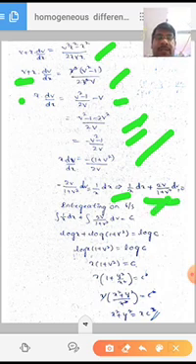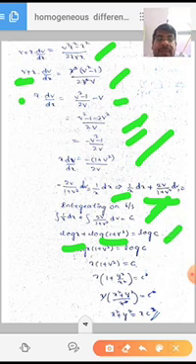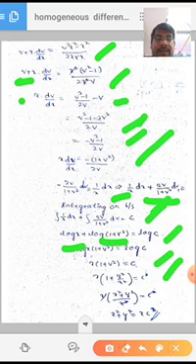Integrating on both sides, we are getting this result. Here integration of 1 by x dx is log x. Plus log of 1 plus v square is equal to log c. That is x times (1 plus v square) equal to c. v is equal to y by x. Here (1 plus y square by x square) times x equal to c. Simplify it, x square plus y square is equal to xc.